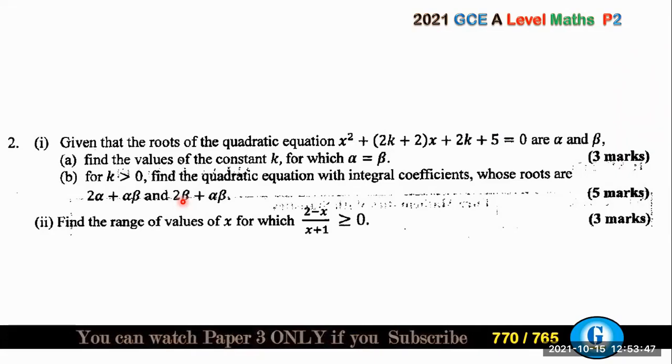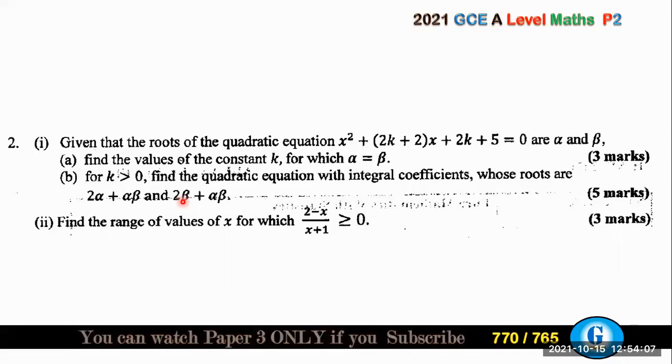So the roots are alpha and beta. And the first case, we want to find the values of the constant k for which alpha is equal to beta. And B, if k is greater than 0, normally it means that from the A part, we may have the values of k which are positive and k which are negative. So in this B part, we are going to use the value of k that is positive.